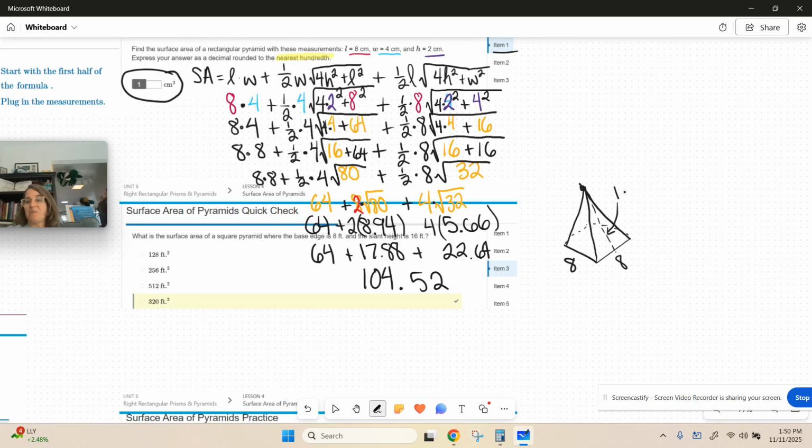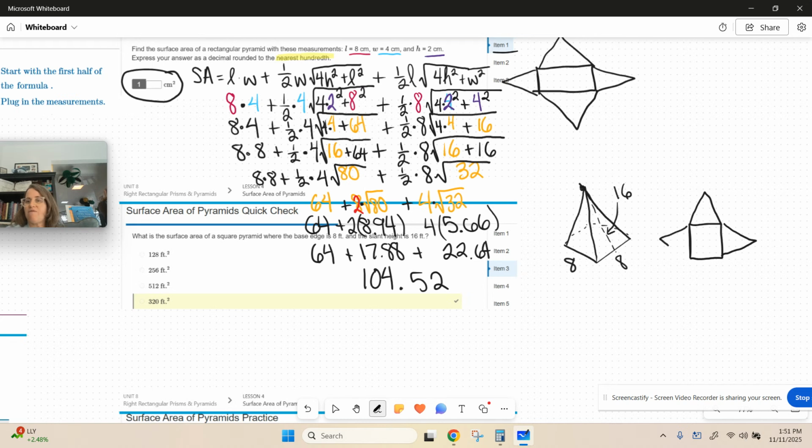So I get to do this one a much easier way, okay? Because this one is a square pyramid. That makes things easier because see how we had these two expressions, 1/2 width times yuck, and then 1/2 length times yuck? That was because in this pyramid, when you have a rectangular base, you have two triangles that are the same and then two others that are the same. But guess what? With a square pyramid, you have 4 triangles that are exactly the same.